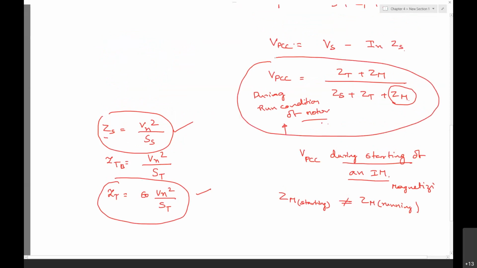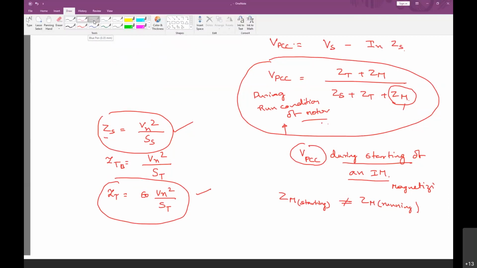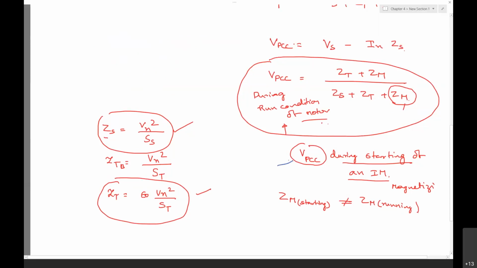Now, the PCC voltage equation which we have written is for the running condition of a motor. So we need to find out the motor impedance during the starting condition if we want the PCC voltage during the starting of an induction motor. Zm in the running condition we get as Vn, the nominal voltage, squared by the motor rating Sm.